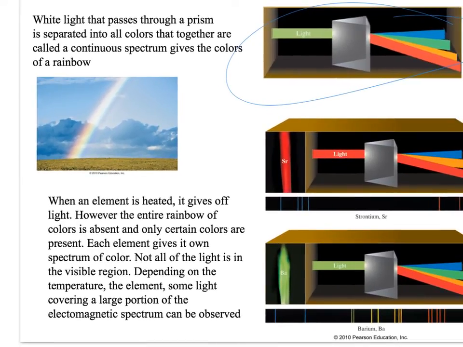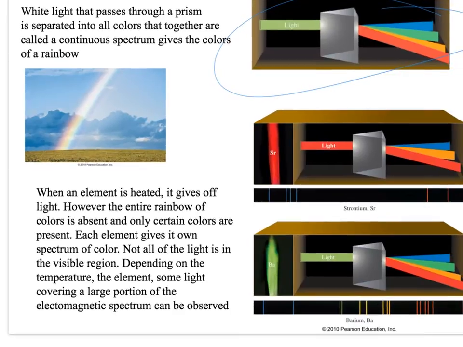Called a continuous spectrum, and it gives the colors of the rainbow. When an element is heated, it actually gives off light. Did you know that? However, the rainbow of colors is absent and only certain colors are present. Well, each element has its own properties. This is one of those things. Each element also gives off its own spectrum of color.